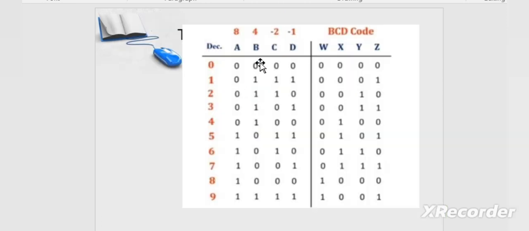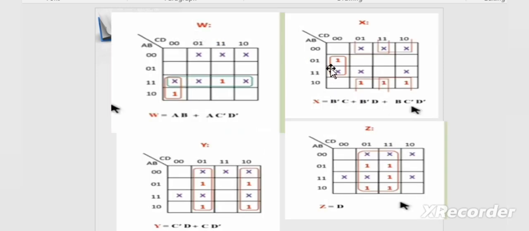Now we move to the next operation, that is on X. Here the output 1 is on 4, 5, 6 and 7. We represent 1 for 4, 5, 6 and 7, and here we do pair grouping, here also pair grouping, and here another pair grouping. So the given output is X equals B'C plus B'D plus BCD'.